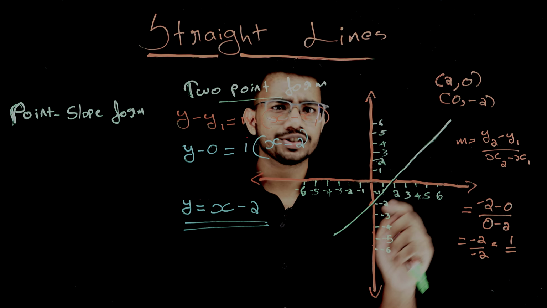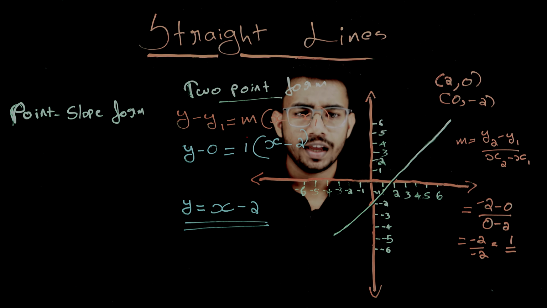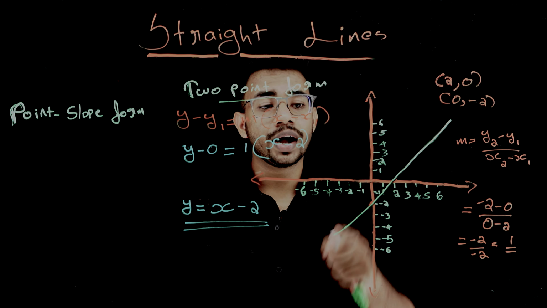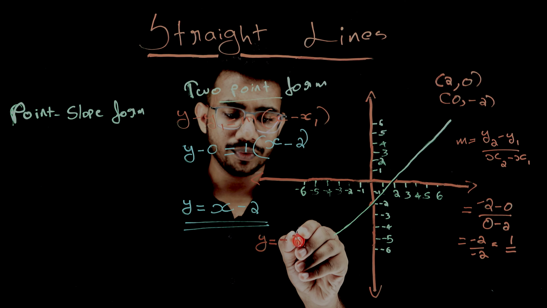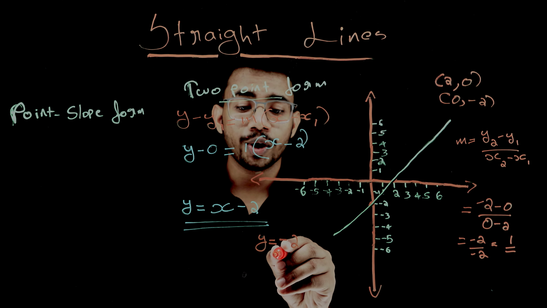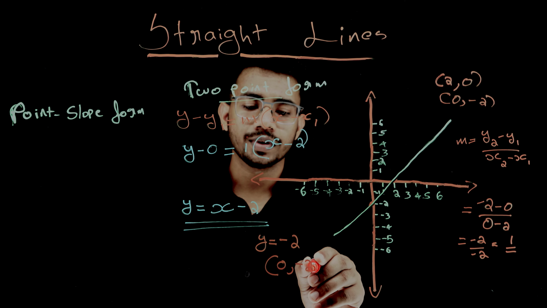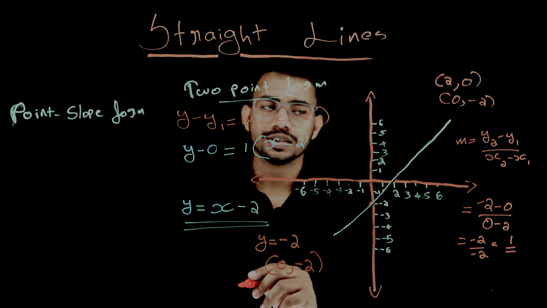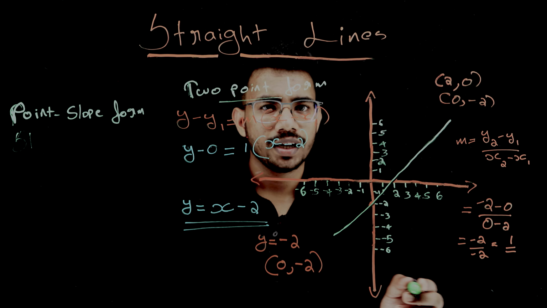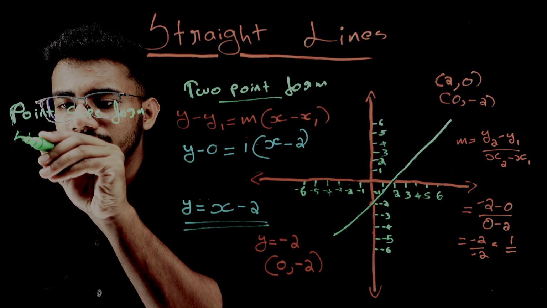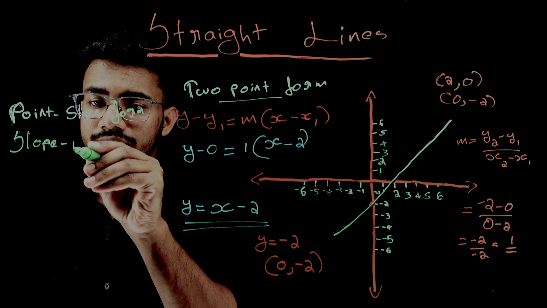And let's say for the same question, they're saying that the slope is 1, and they're saying that the y-intercept is -2. That means my coordinate will be what? It's going to be 0, -2. Now I got the point and I got the slope. Same equation, nothing else. And that is nothing but my slope intercept form.